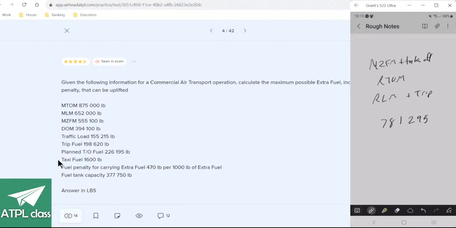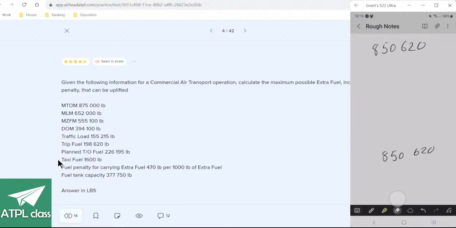Our maximum takeoff mass is 875,300, and then we've got our maximum landing mass, 652,000 plus the landing fuel. So our landing fuel is going to be our takeoff fuel, which is 226,195 minus the trip fuel. Regulated landing mass plus trip. So regulated landing mass is 652,000 plus the trip fuel, which is there, 198,620. So that's going to be 850,620. So that is our limit there, that bottom one. 850,620. That is our limit.